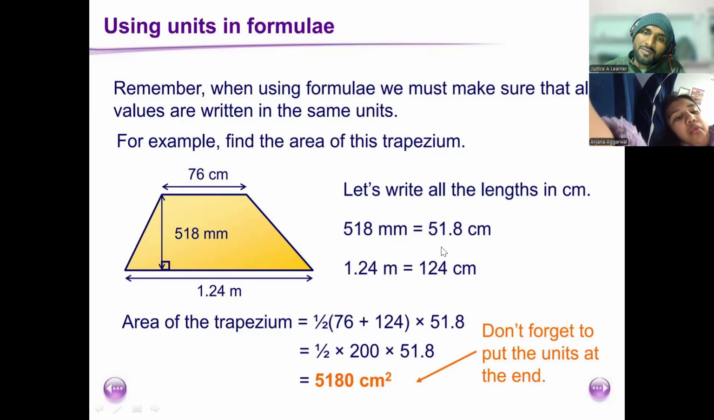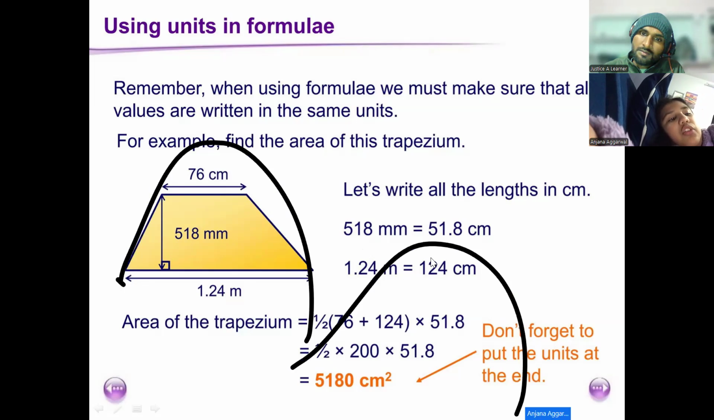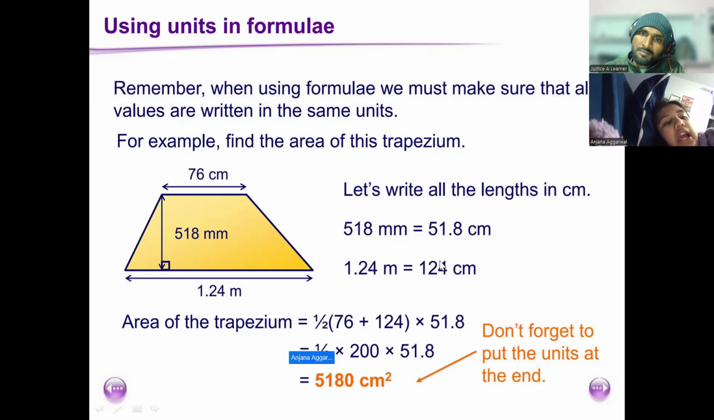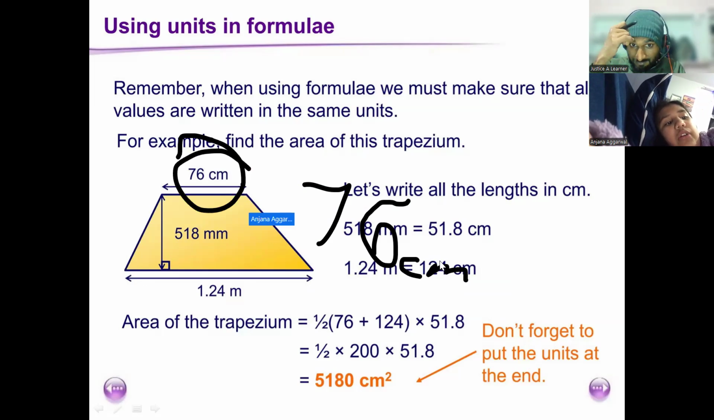518 millimeter is equal to 51.8 centimeter. Would you convert them first or after? Because what I would do is find the answer, and let's say the answer was 76 cm, then I would just add the centimeter. If that was the answer, then I would just convert these two into that.